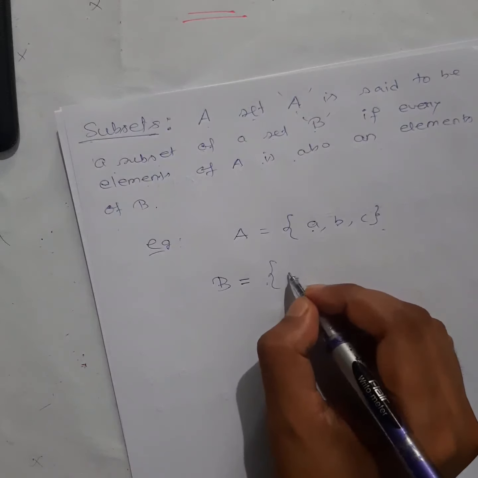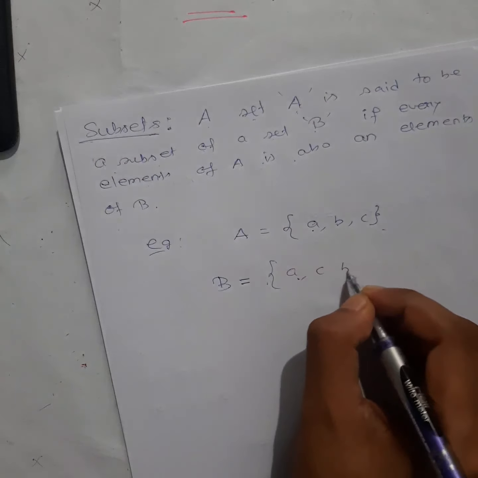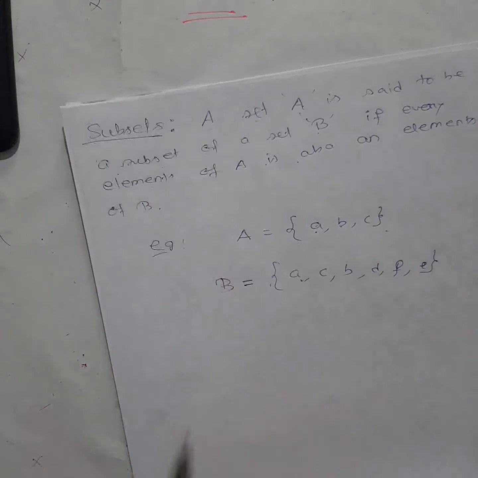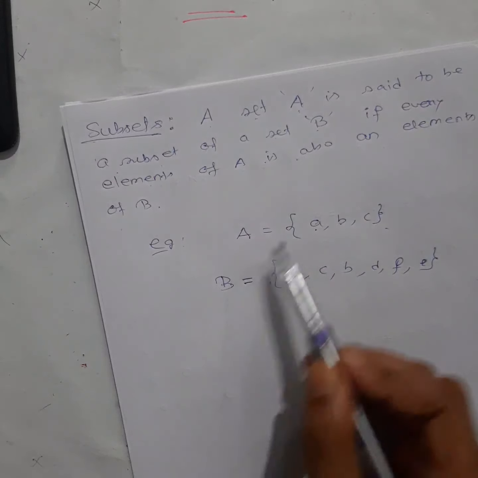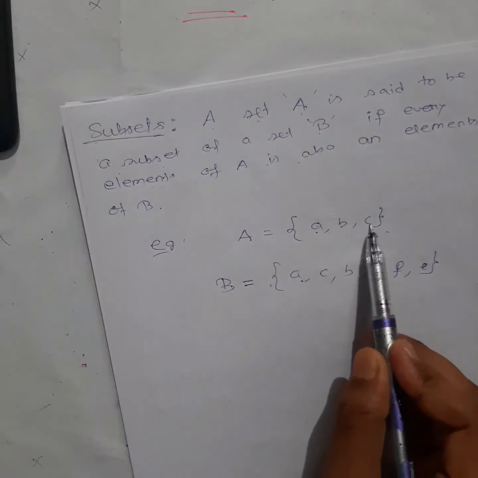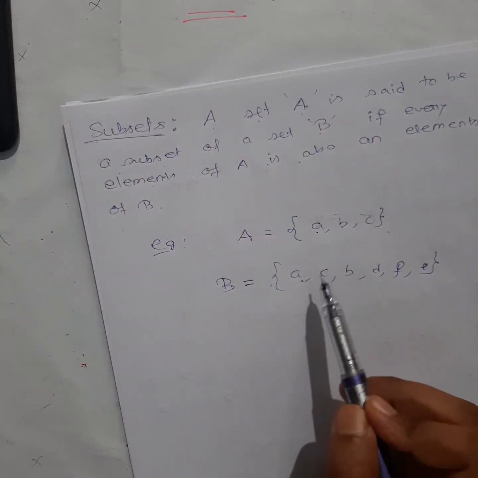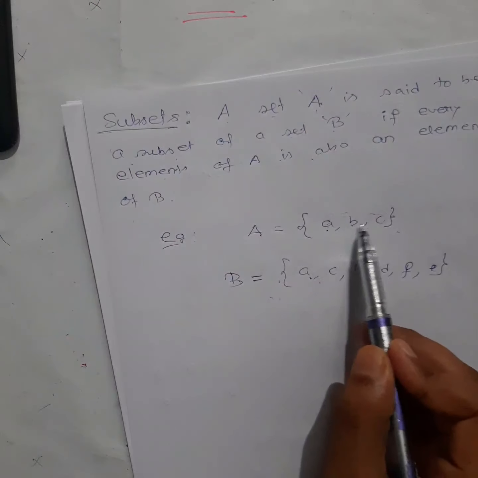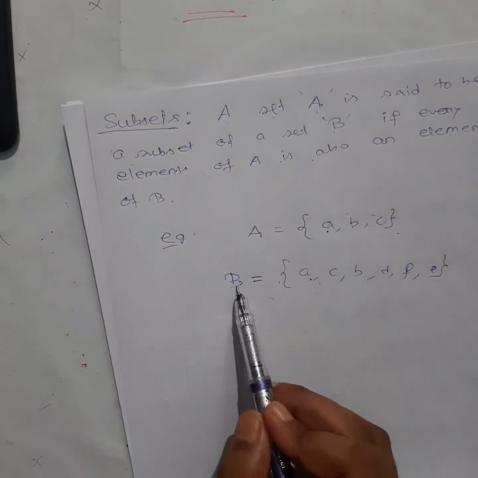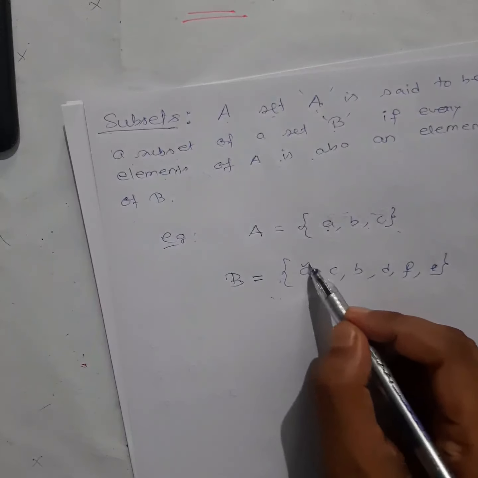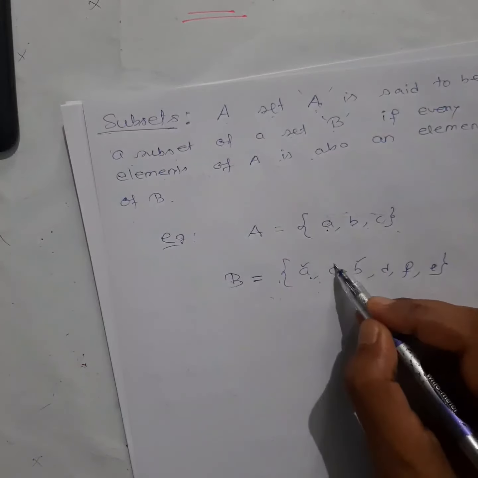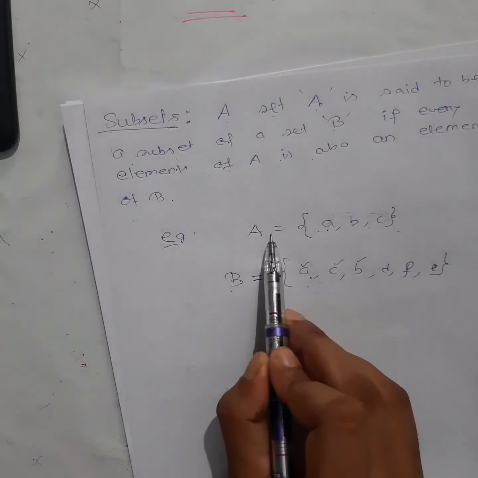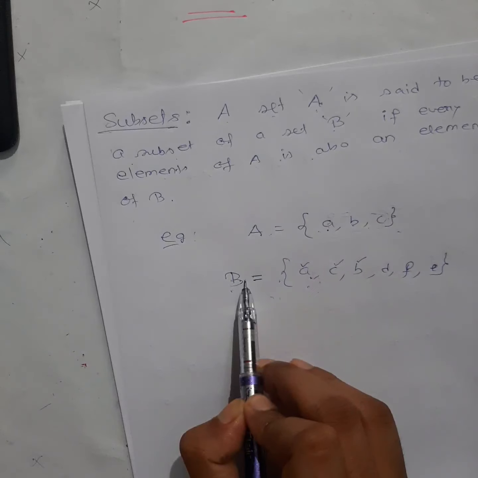Suppose B has elements A, C, B, D, F, E. A will be called a subset of B if every element of A is also an element of B. Now you check whether each element of A is an element of B or not. A, B, C, right? In B, is A, B, C there or not? Yes, A is there, B is there, C is there. So every element of A is an element of B, and in that case A will be called a subset of B.